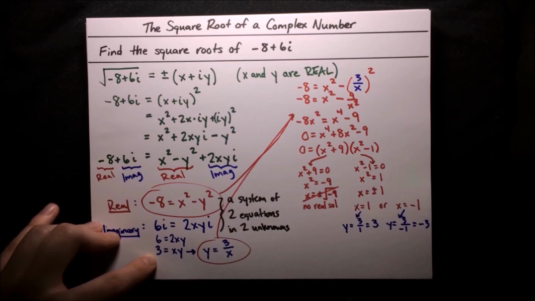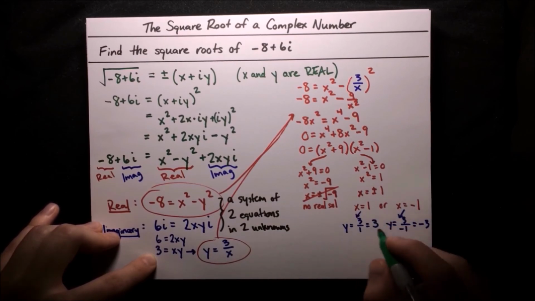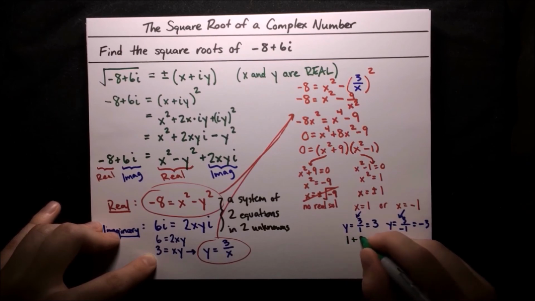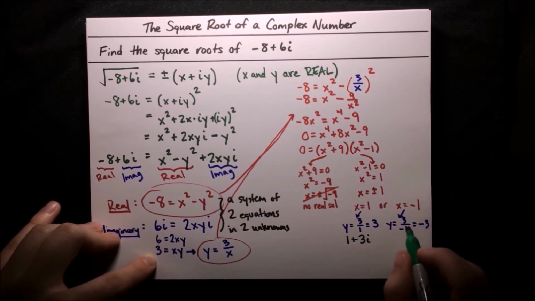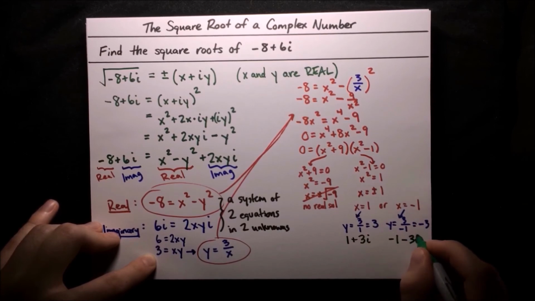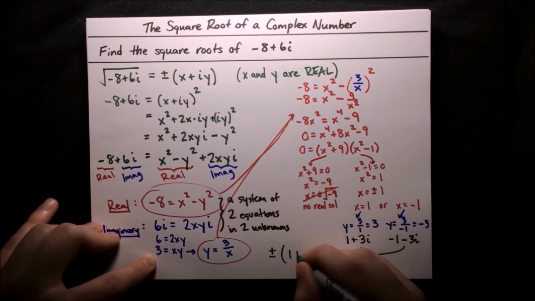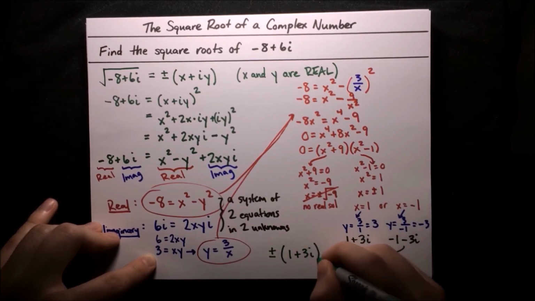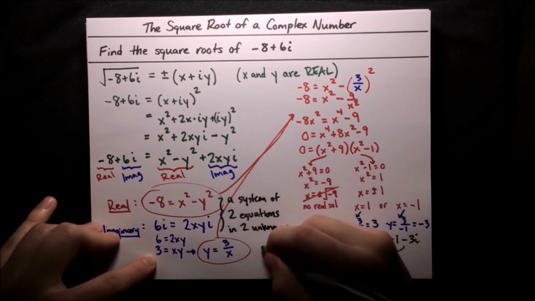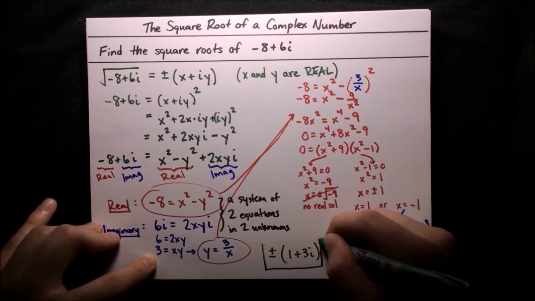So this brings us to our solutions. x plus iy are the complex numbers. So in this case, x is 1, y is 3, we get 1 plus 3i. In the other case, we get negative 1 minus 3i. So putting these two together, we can write that the solutions are just plus or minus (1 plus 3i). And there we go. There is the final solution.